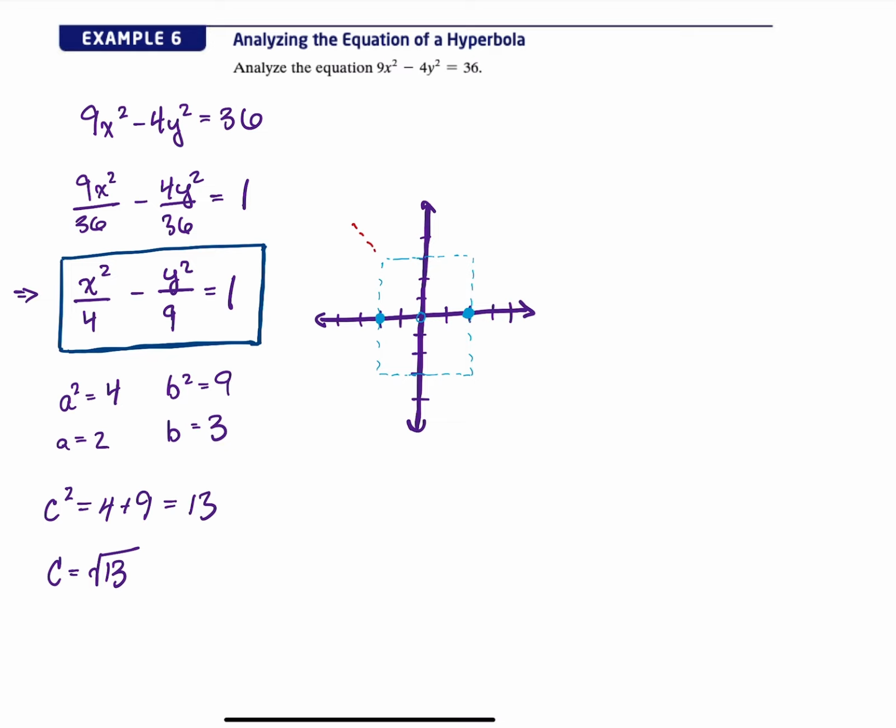Let's visualize the asymptotes. So our curve will open to the left and to the right. I'll go ahead and imagine that point is (2, 3). So that means the slope of this line should be 3 over 2, and then the slope of the other line should be negative 3 over 2.